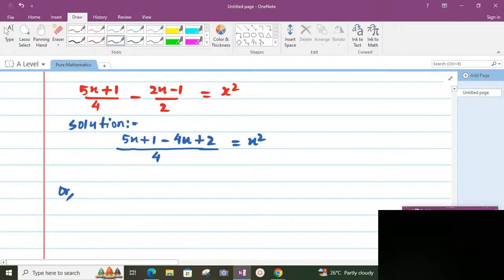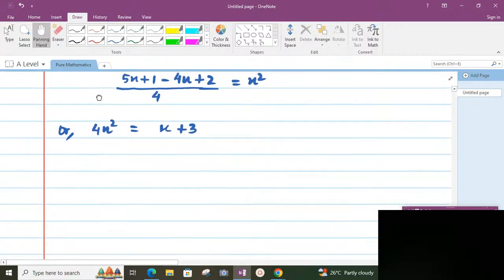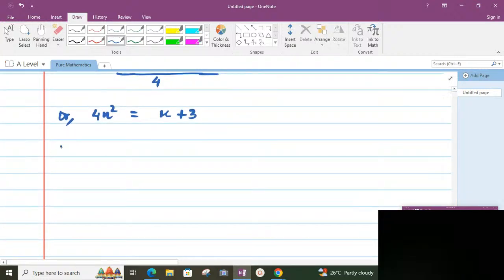now by cross multiplication of 4 into x square, then we get here 4x square equal to 5x minus 4x equal to x and plus 3. When x plus 3 moves to the left hand side, then we get the next step. So here will be 4x square minus x minus 3 equal to 0.